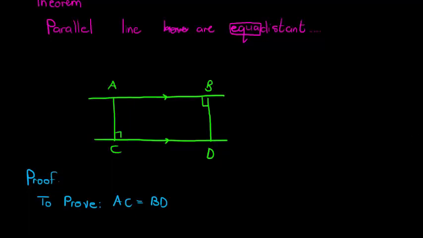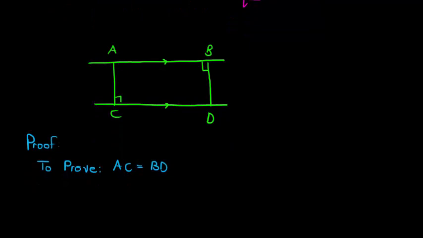Well, not necessarily. In order to do this one, and this one is going to be your turn, you use congruence to prove it. To do this one, you construct line AD. It can be AD or BC. The point is you are going to transform this into two triangles.